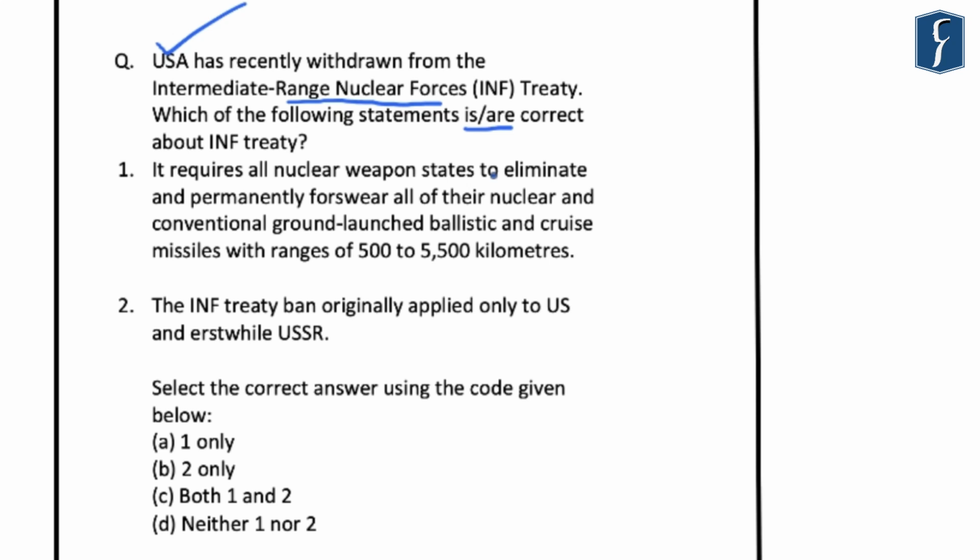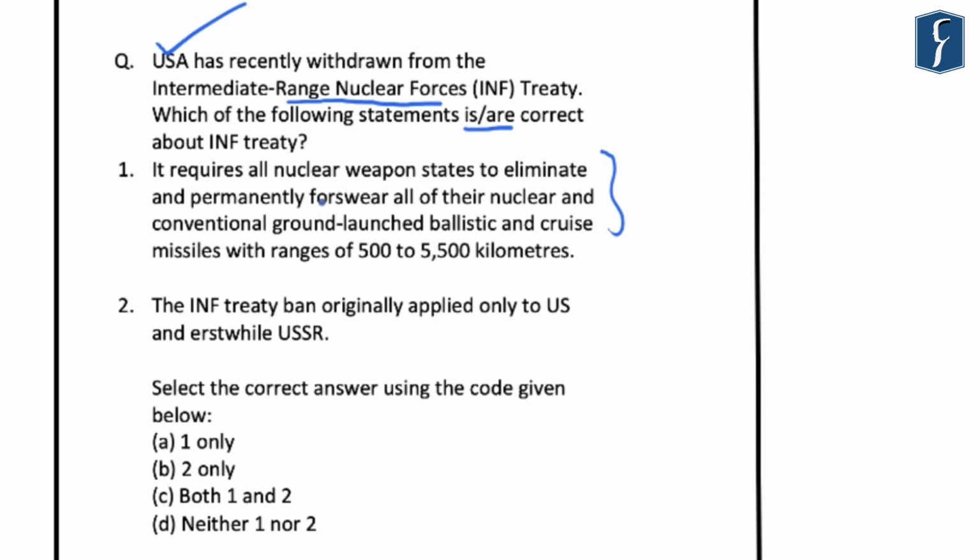Now the US has formally withdrawn from this INF treaty, and Russia, although it has announced that it will not oblige with the INF treaty, is yet to move out or withdraw from this treaty. So in this regard, the first statement reads that it requires all the nuclear weapon states to eliminate and permanently forswear all of their nuclear and conventional ground launch, ballistic and cruise missiles with ranges of 500 to 5,500 kilometers. And the second statement is that the INF treaty ban originally applied only to the US and the erstwhile USSR.